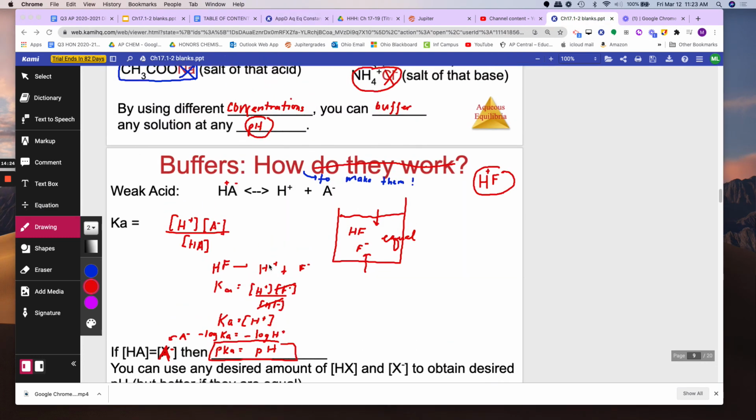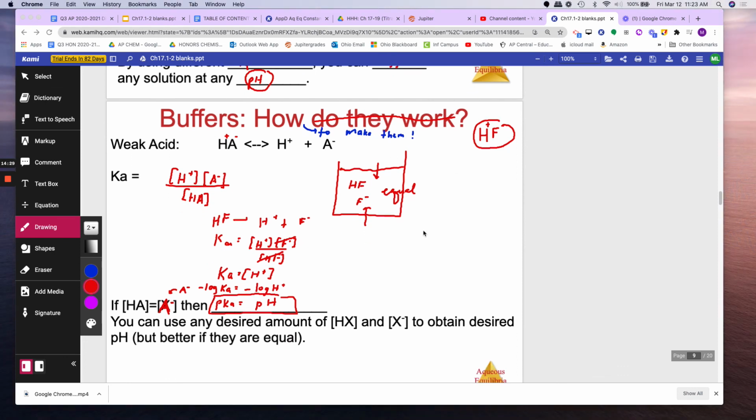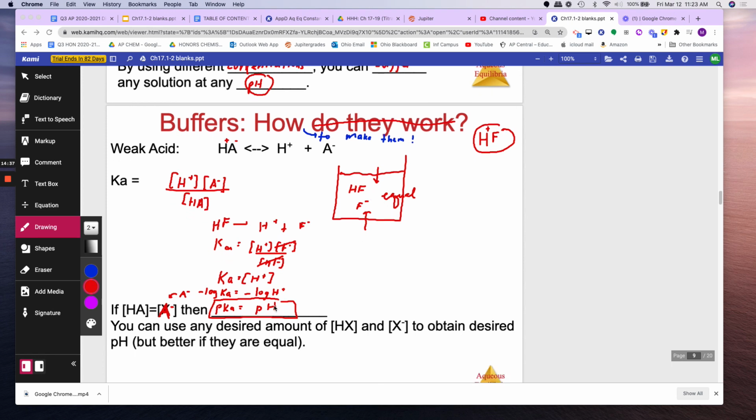So just to summarize a bit, you can make buffers now at any pH. All you have to do is add an acid and a base. They have to be conjugate pairs, and the acid has to be weak. That's it. If you make them equal, the pH of your buffer will be equal to the pKa.